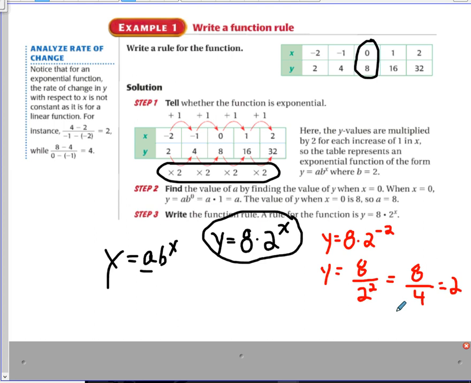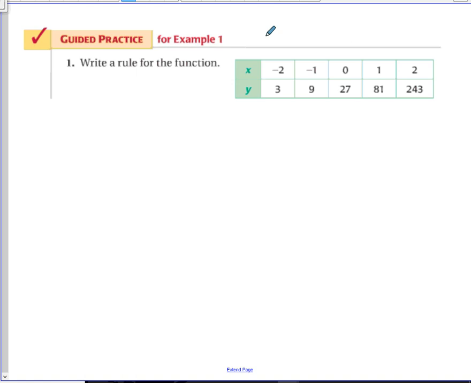All right, so let's look at another example. So if I have this table of information right here, first off, I want to figure out whether or not it's exponential, okay? So I'm going to look at my y values, and I'm going to notice something. The relationship between 3 and 9 is multiplied by 3, because 3 times 3 is 9. From 9 to 27, it is also multiplied by 3.